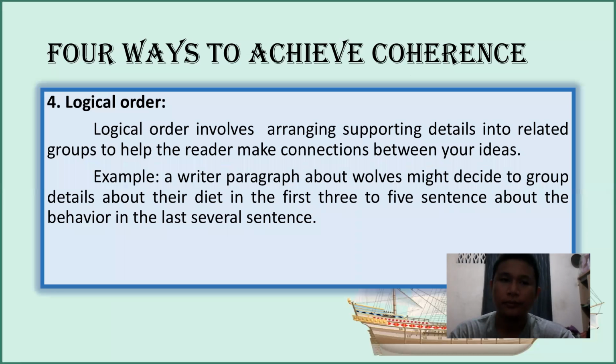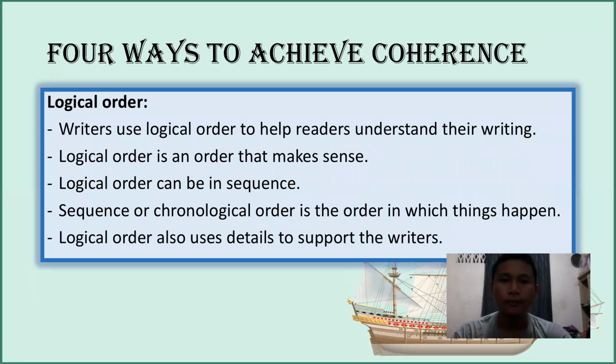Next, logical order. Logical order involves arranging supporting details into related groups to help the reader make connections between your ideas. For example, when writing a paragraph about wolves, you might decide to group details about their diet in the first three to five sentences, and about their behavior in the last several sentences.